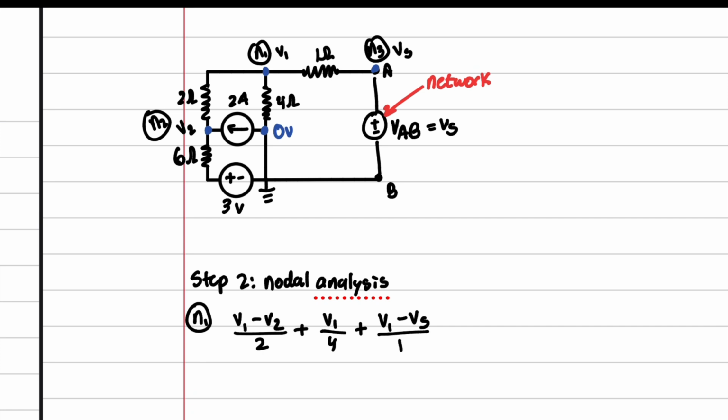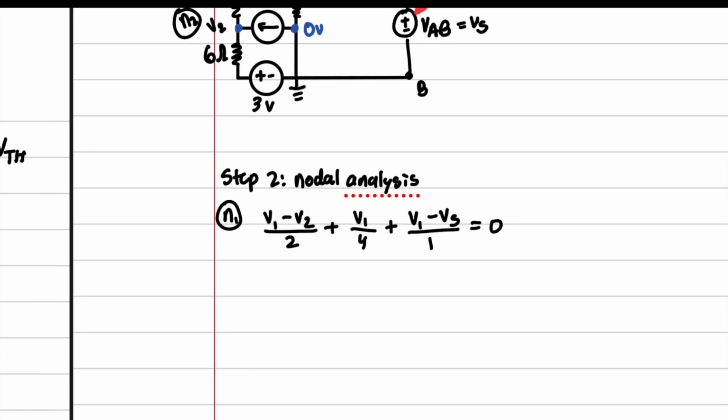And we have V1 minus Vs over 1 equals 0. Okay, we're going to go ahead and solve it out. Or expand it. Or simplify it, sorry.